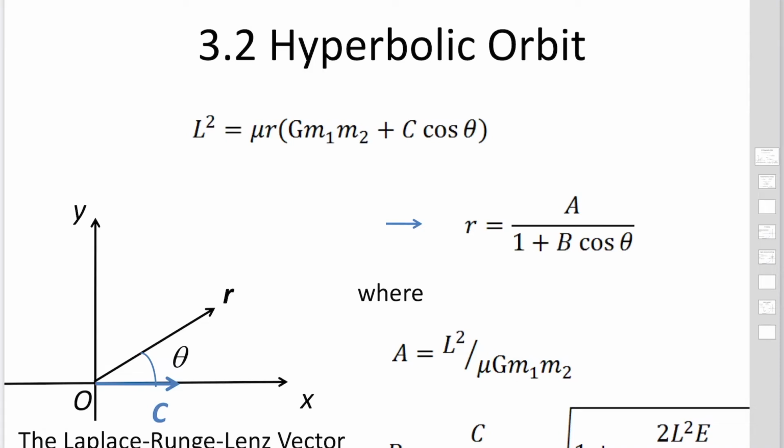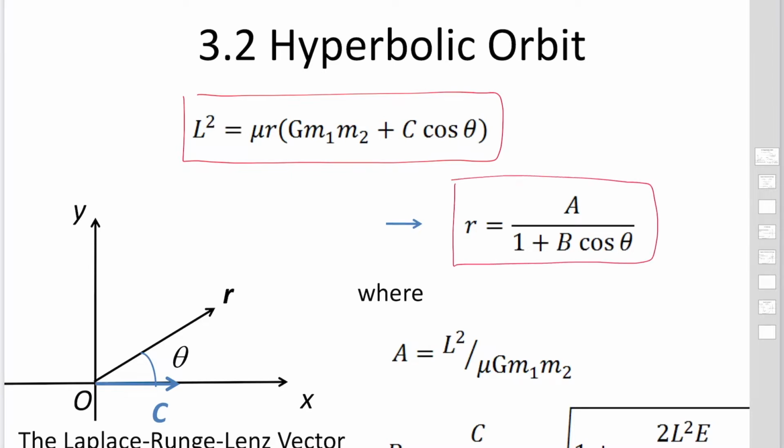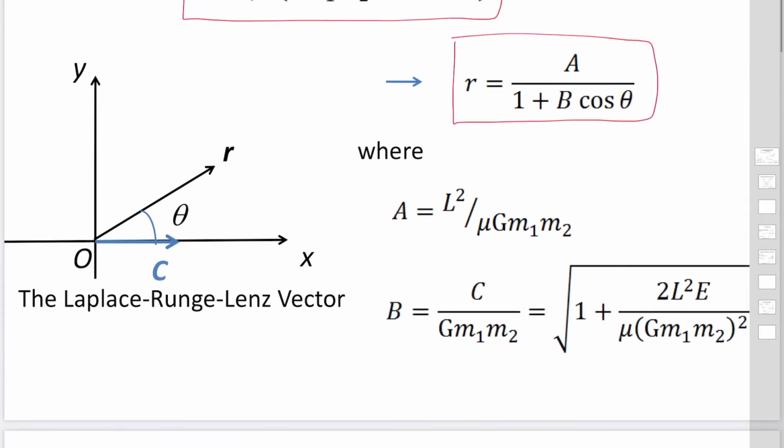So in this section, we'd like to derive the hyperbolic orbit. Then we can use the same equation for the angular momentum and the Laplace-Lagrange vectors. From the equations, we have this equation: r equals a over 1 plus b cosine theta. And the a and the b are expressed by these two equations. A is L squared over mu G m sub 1 m sub 2, and the b is a c over G m sub 1 m sub 2.